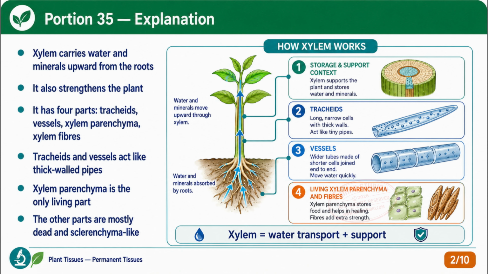Explanation. Xylem carries water and minerals from the roots upward and also strengthens the plant. It has 4 parts: tracheids, vessels, xylem parenchyma, and xylem fibers. Tracheids and vessels are tubular and thick-walled pipes. Xylem parenchyma is the only living part, while the rest are mostly dead and sclerenchyma-like.